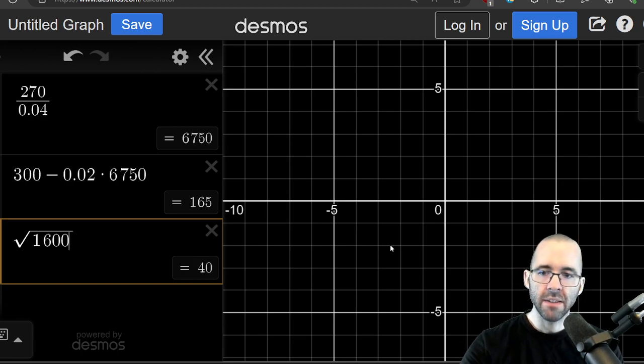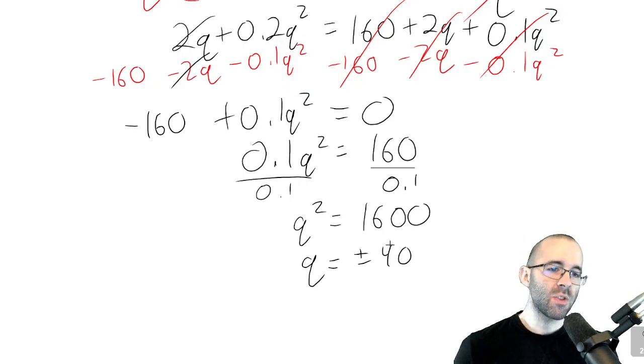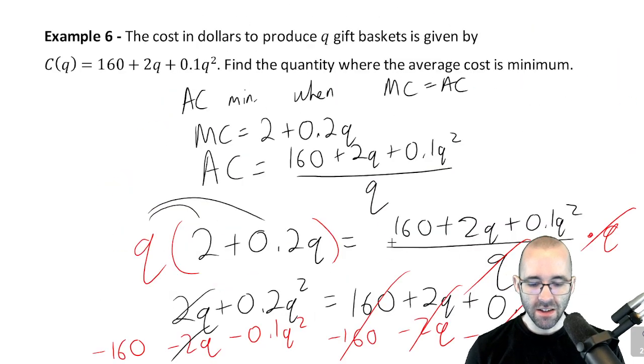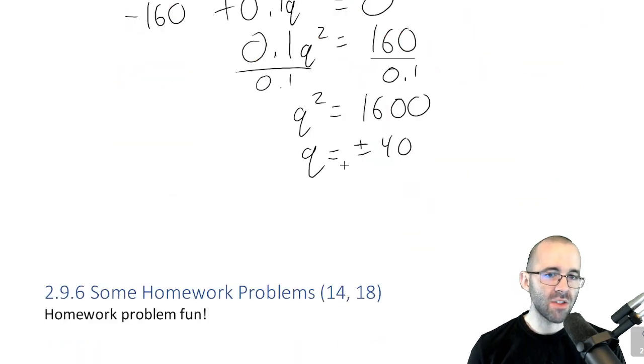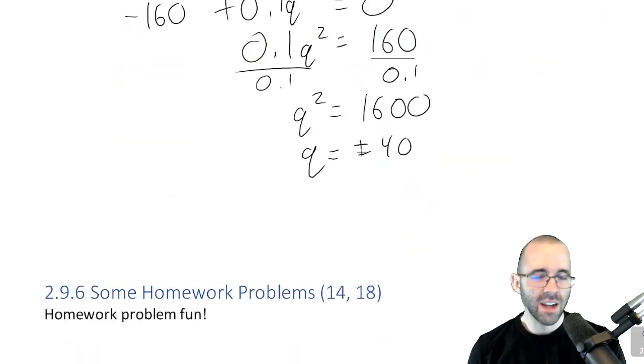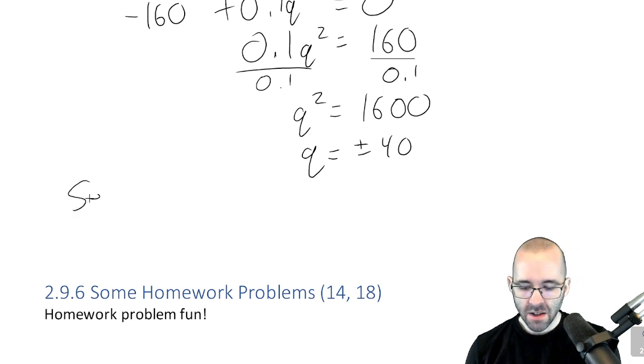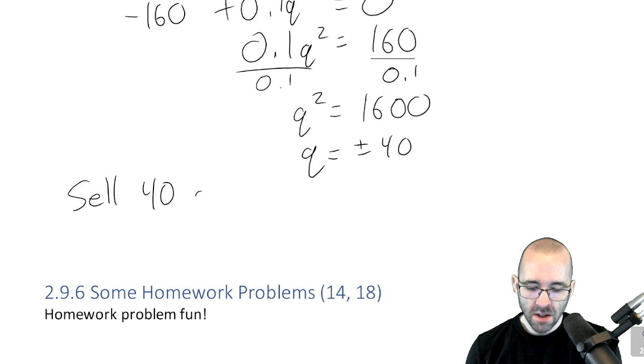It is indeed 40. But again, we're trying to determine how many things to sell, how many gift baskets we want to sell to minimize our average cost. So we're not going to sell negative gift baskets. We're going to sell 40 gift baskets.